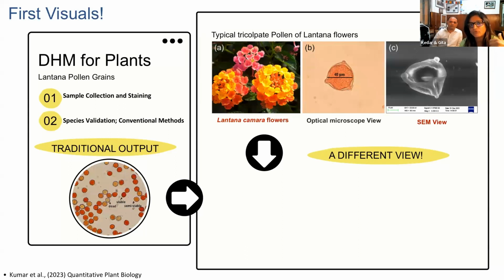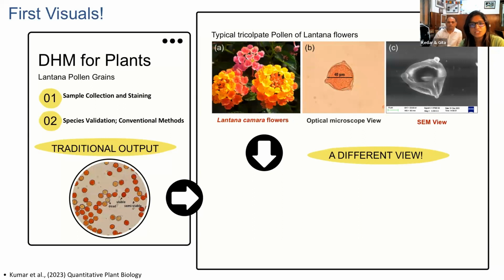Now, what we wanted to use this for, and you see that picture on the left side, is to understand viability detection. The traditional output of a viability detection experiment is when you stain the pollen and then look at it with traditionally trained eyes, and you see them in colored and uncolored blobs. As you can see on this screen, the dead pollen are the ones that did not take the stain. The live pollen are the ones that did take the stain.